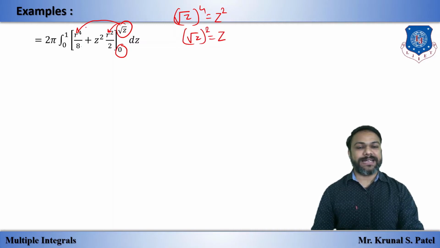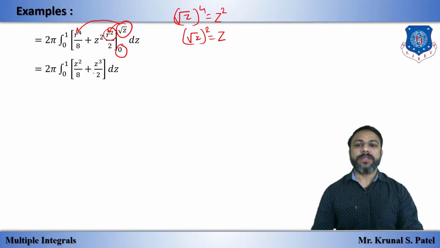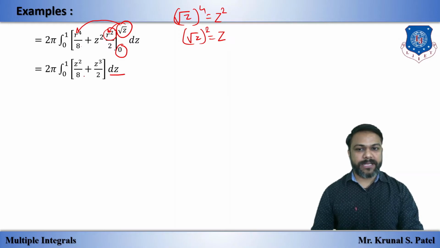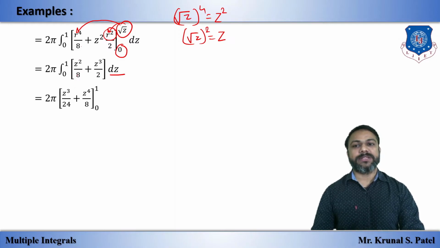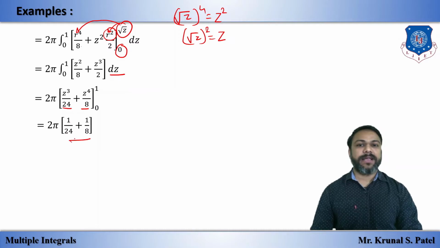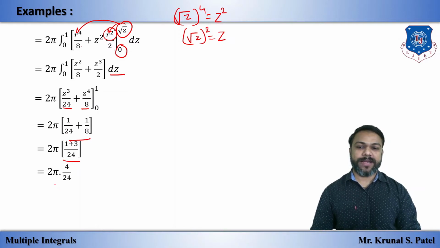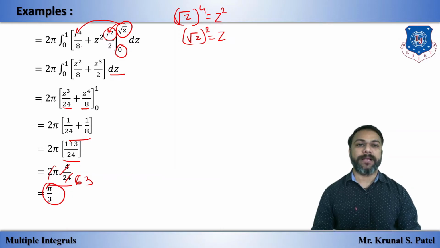So we have z square by 8, and this becomes z. So z square into z is z cube. So we have this, and 8 and 2 as it is. Now we can integrate with respect to z. So z cube by 3, that means 3 8s are 24, and z raised to 4 by 4, that means 8. So upper limit minus lower limit gives this. And by simplifying this, we have the final answer. By cancelling this out, the final answer is pi by 3. So simple, because it is already given in cylindrical form.